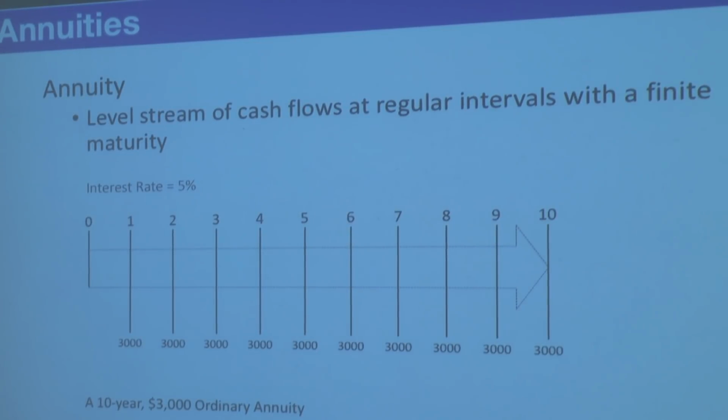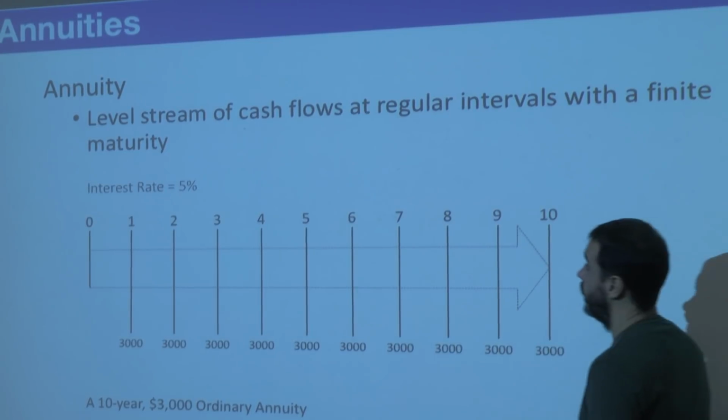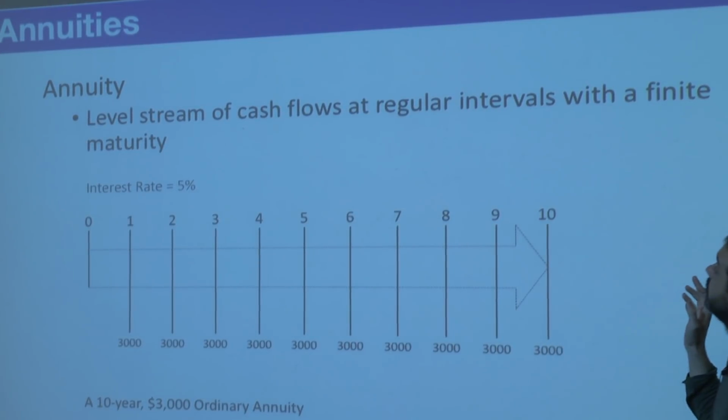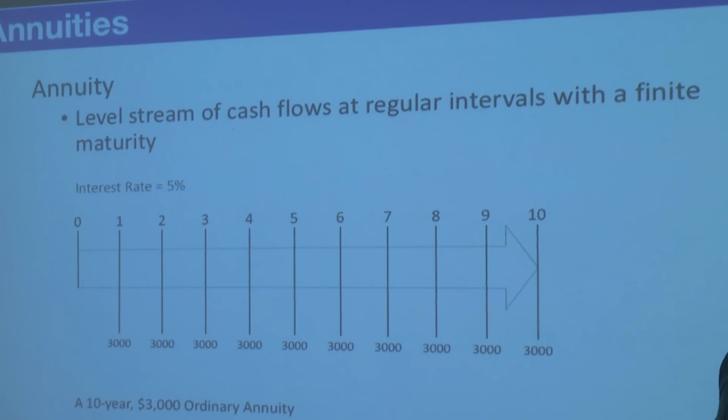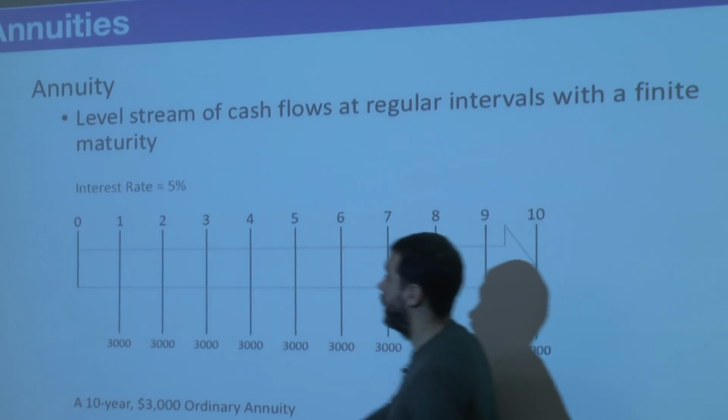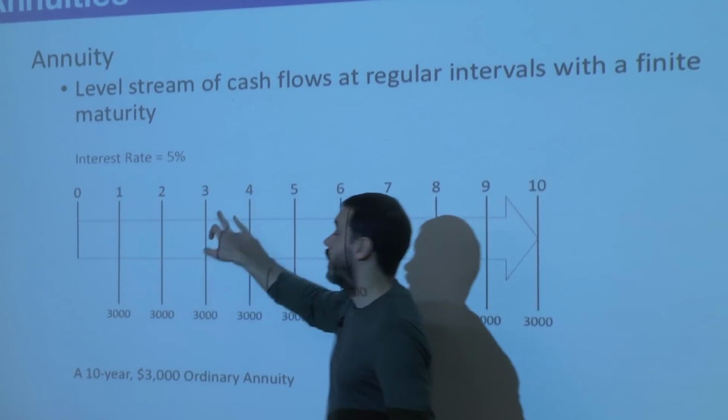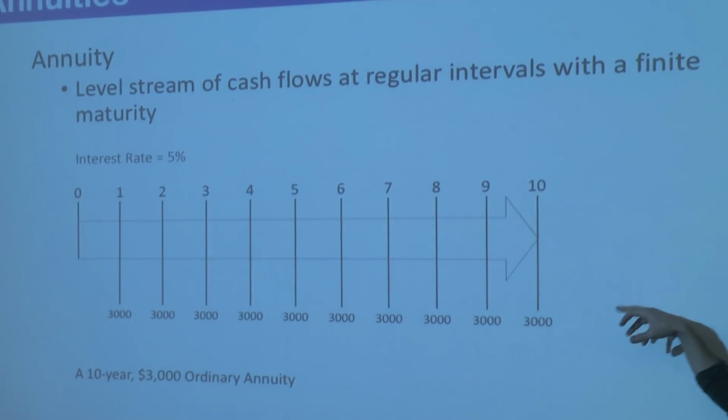So an ordinary annuity looks like this. This is a 10-year, $3,000 ordinary annuity. The payments all happen at the end of the year. Okay?